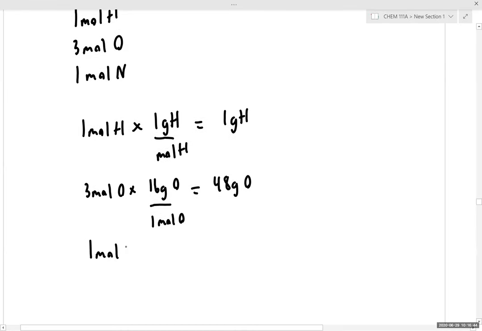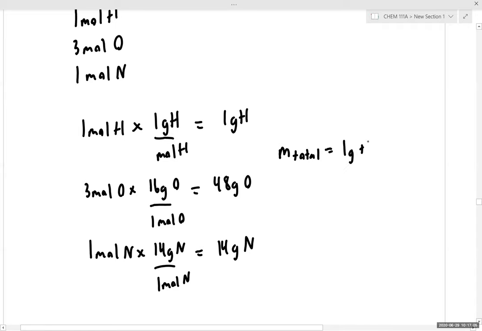And if we have 1 mole of nitrogen and we have 14 grams of nitrogen in 1 mole of nitrogen, that gives us 14 grams of nitrogen. So adding this together, our mass total, otherwise known as the molar mass in this case, is equal to 1 gram plus 48 grams plus 14 grams. And that in turn gives us a total mass. Let's check. We punch it into our calculator, and we get 63 grams per mole of nitric acid.